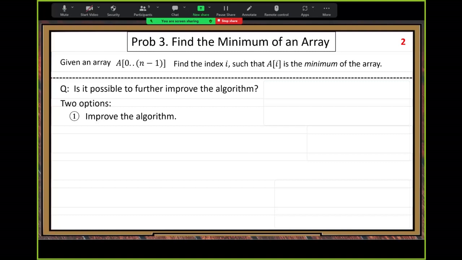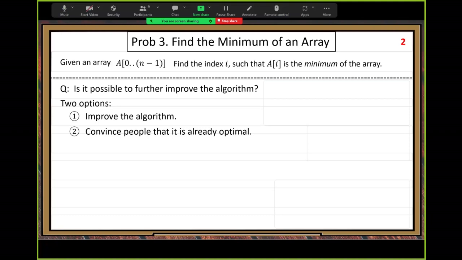That's simple. There are two options. First, we want to improve the algorithm. We always want to improve the given algorithm, but many times we may not be able to improve the current algorithm. So then we take the second option: convince people that it is already optimal. If we cannot improve it, we may try to convince people it is already optimal.